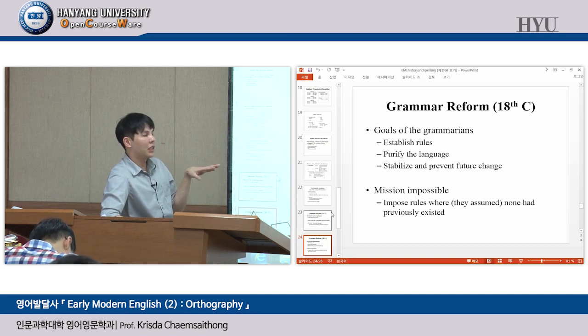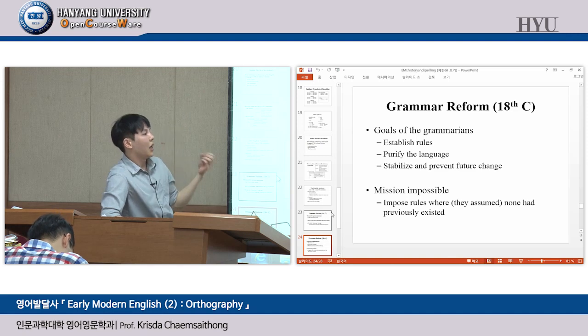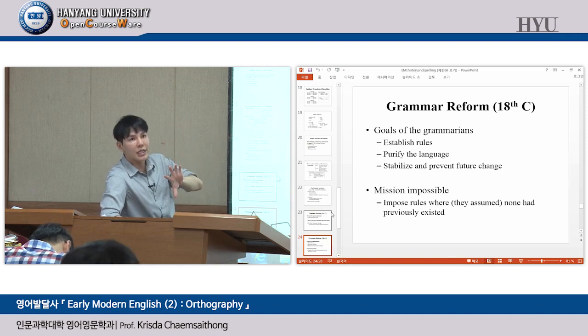But this is a mission that's not possible, because they try to impose rules where they assume none had previously existed. But as you guys know, there were rules. In Old English, how do you put endings on things? If this is a dative case, there's this ending. If this is a nominative case, there's this ending. And if this is the present tense, there's this ending. So there are rules.